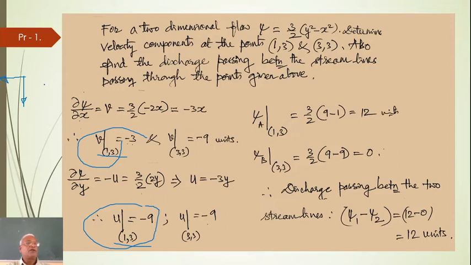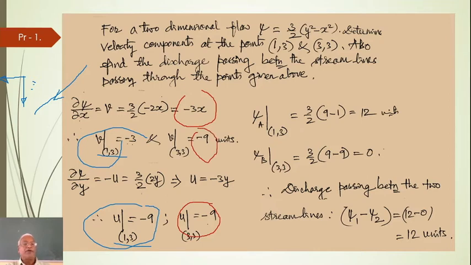So the resultant velocity, if I try to draw the equivalent diagram, will be something like that. That is how the velocity at point 1 3 is obtained. But if you want the velocity at point 3 3, here there is a value, and here also there is a value.